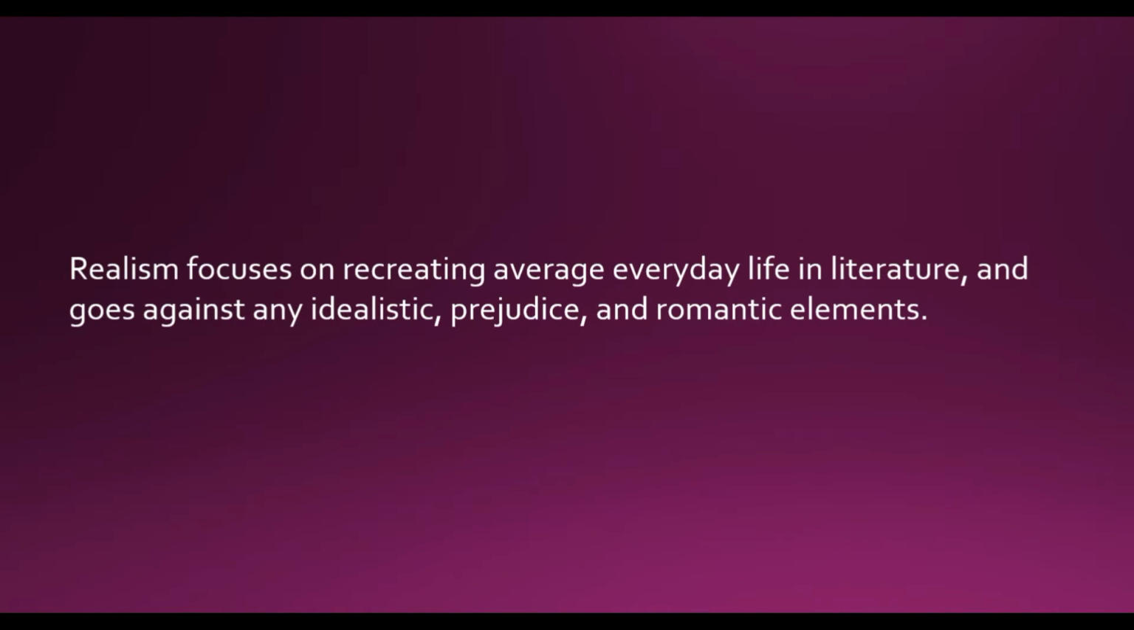Last but not least, let's discuss the elements of realism in Jane Eyre. Realism focuses on recreating average everyday life in literature and goes against any idealistic, prejudiced, and romantic elements. A realistic element we see in Jane Eyre is the use of the name John for at least 5 of the characters' names. How many Johns do you know? I know quite a few too.